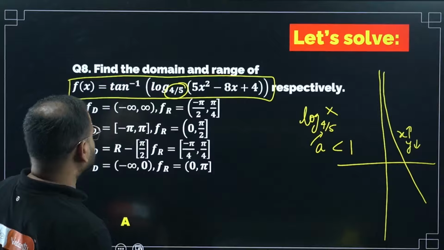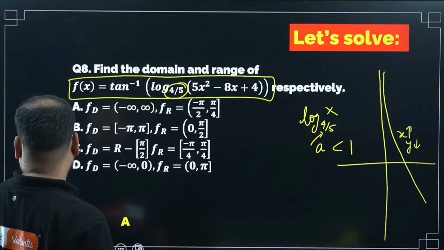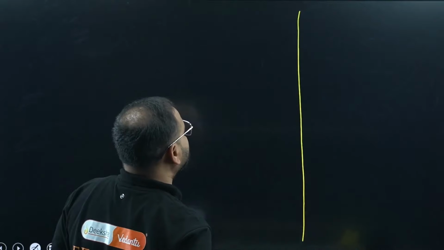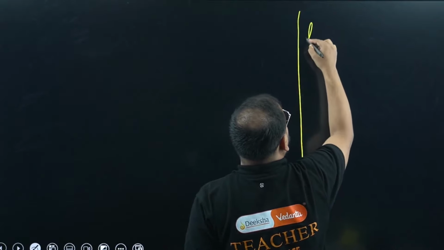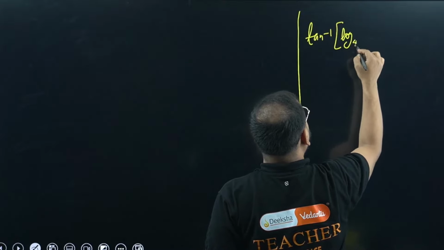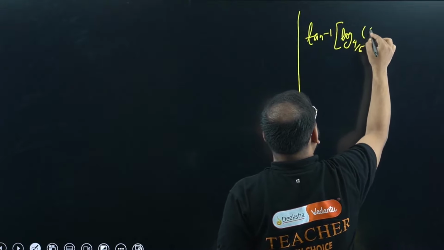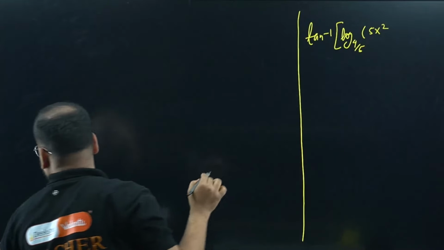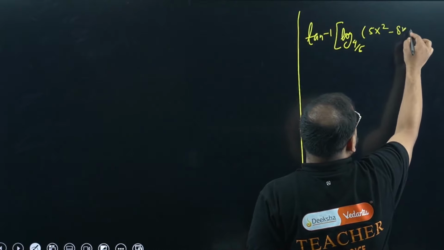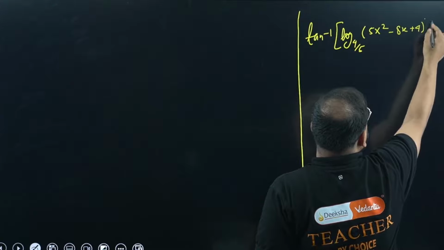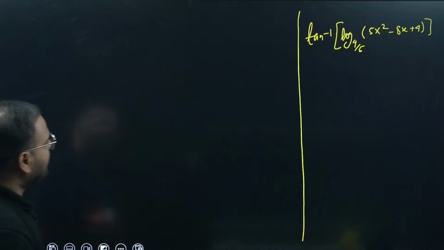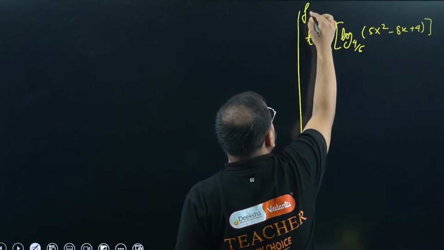Let's see. So the question is, help me write the question, please. Tan inverse of log with the base 4 by 5, of the bracket 5x square minus 8x plus 4, and this is given as f(x). No problems.